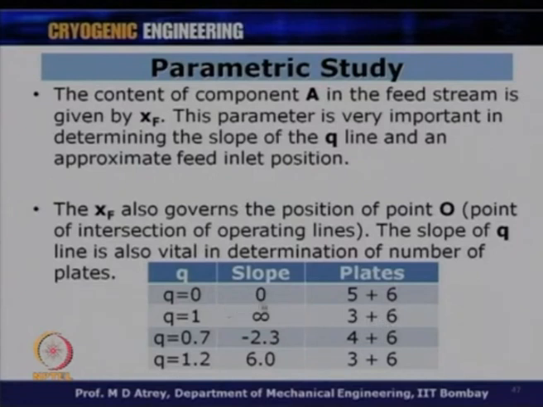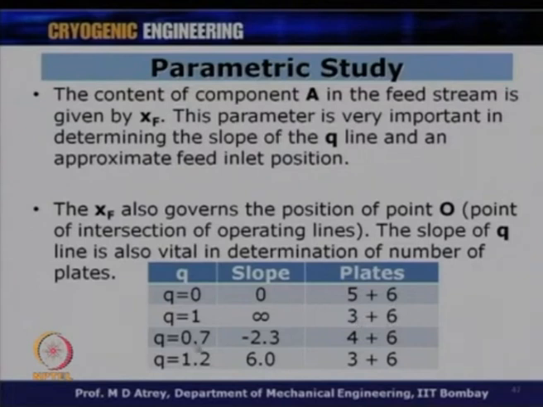So, slope is 0 or slope is infinity, Q is equal to 0 or Q is equal to 1. When Q is equal to 0, it is only saturated vapor coming. If Q is equal to 1, that means the entire feed is in liquid condition. You get the maximum plates, 6 plus 5, when there is no liquid and saturated vapor is coming. We got 11 plates, which got reduced to 6 plus 3, 9.